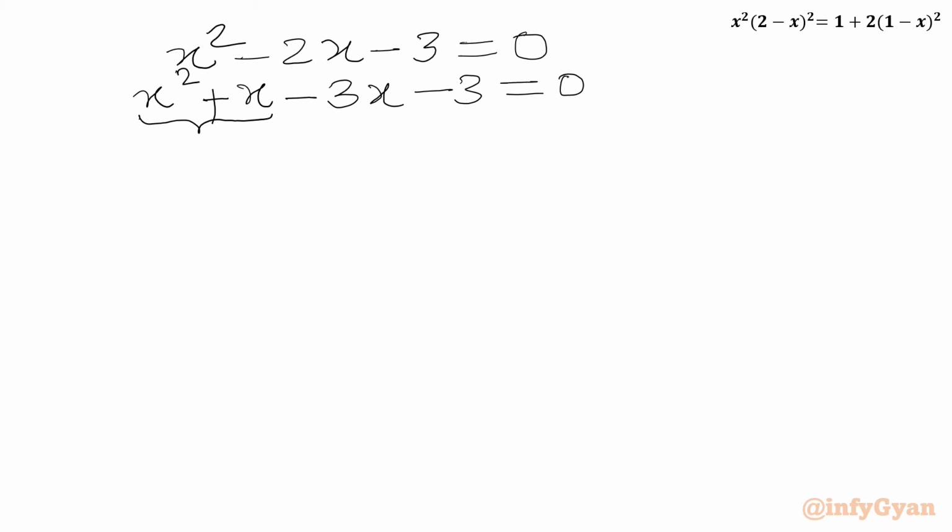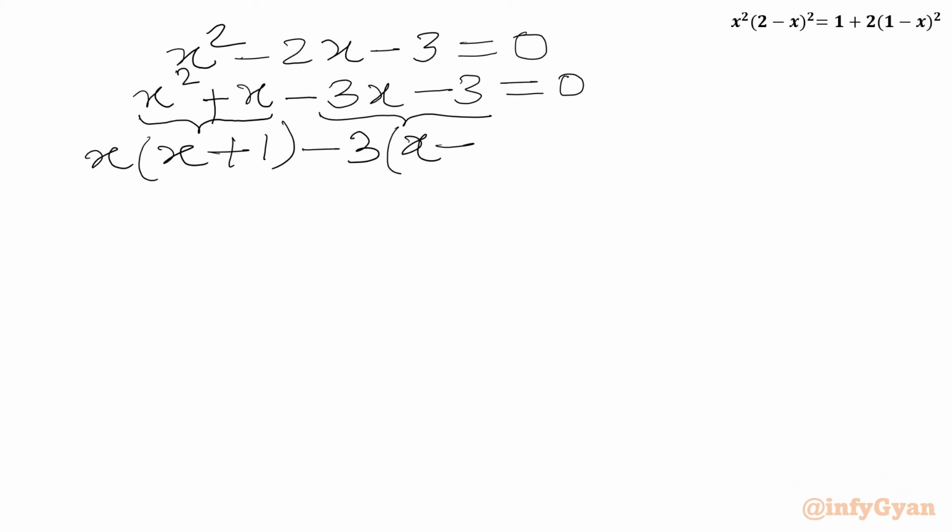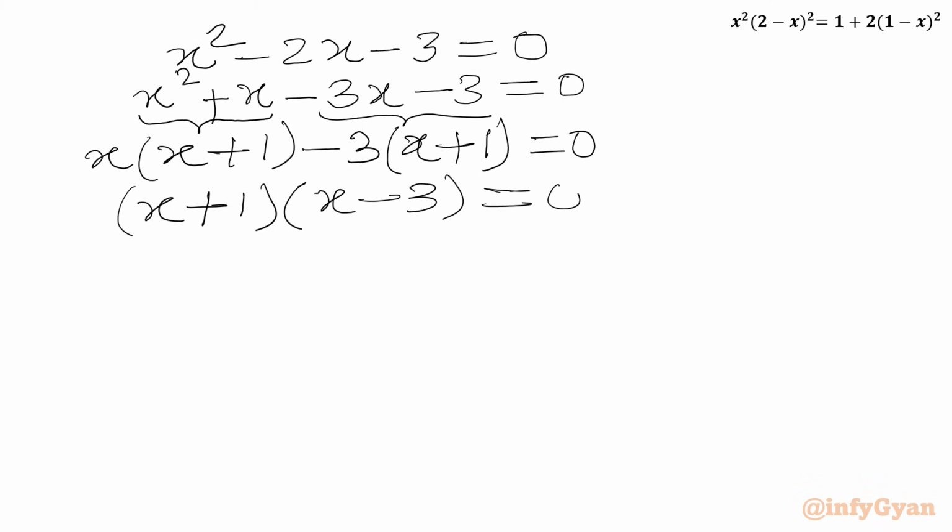From first two terms we can take x common. So in the bracket x plus 1. From last two terms we can take minus 3 common out. In the bracket we can write x plus 1 equal to 0. Now factorization is done. x plus 1 times x minus 3 equal to 0. Using product 0 rule, we will be getting minus 1 and 3 as our solutions.